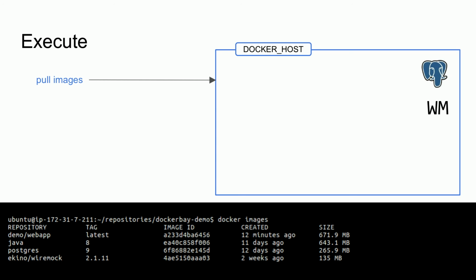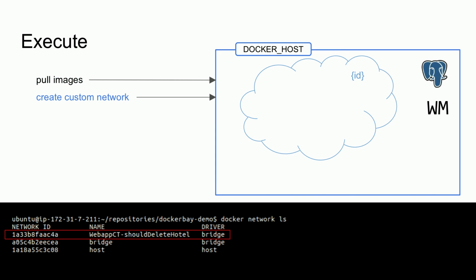In our case, it's the WireMock container and the Postgres container, and as you can see, if we run docker images after this step, you will see 4, because our demo web app image is based on a Java image, so we pull the Java image first, and then we build the demo web app image. And you also see the Postgres and WireMock images. We talk about images now. So this is the first step.